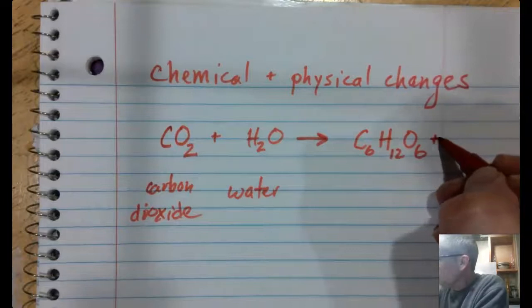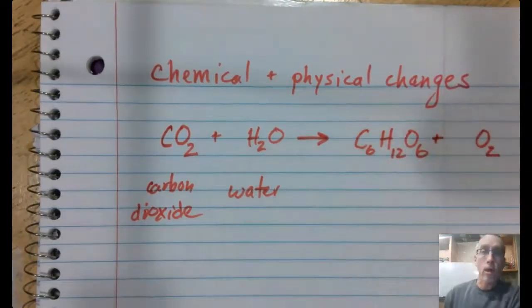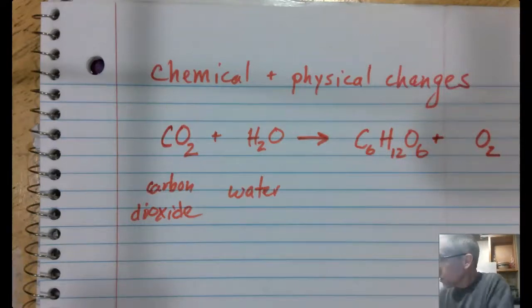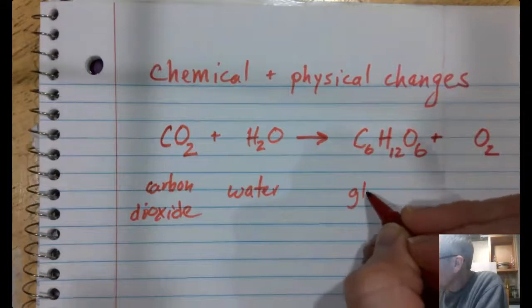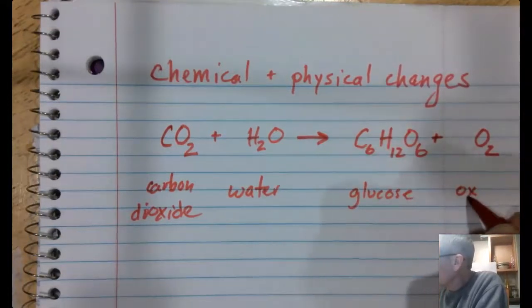And the other product is oxygen gas. Oxygen is one of these elements that we call diatomic. That means the oxygen atoms can't exist all by themselves. So when they're around other oxygen atoms, they always pair up and form a little bond with another oxygen atom, and we call it diatomic oxygen, or O2. Okay, it's just more stable that way. So this is our glucose, and this is our oxygen.